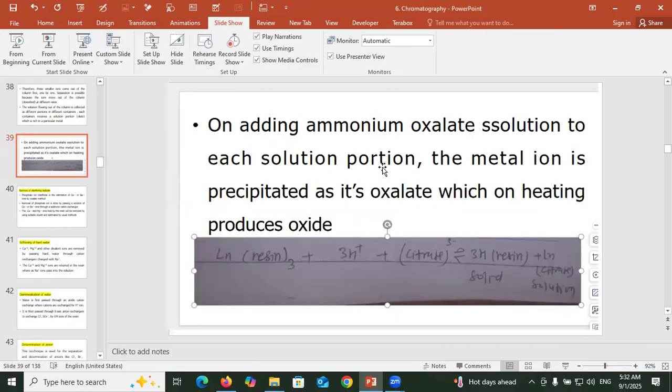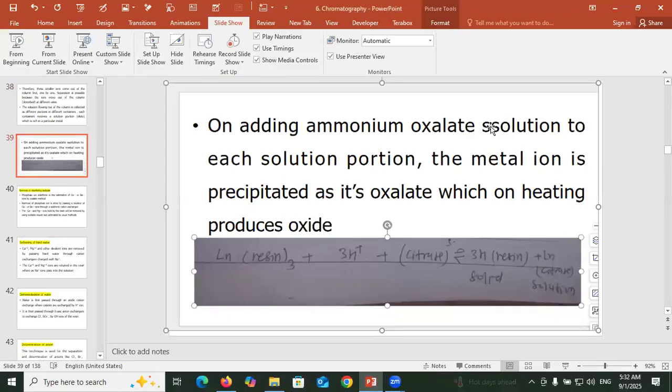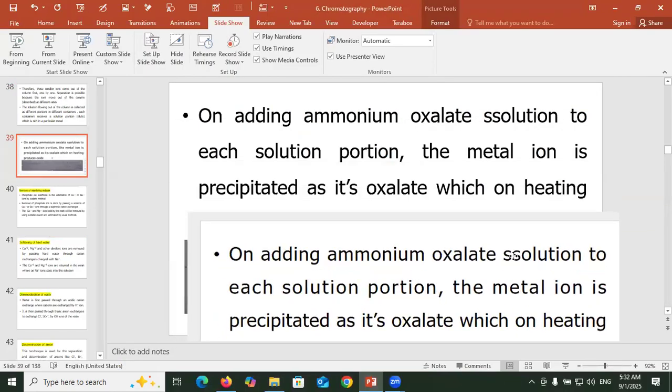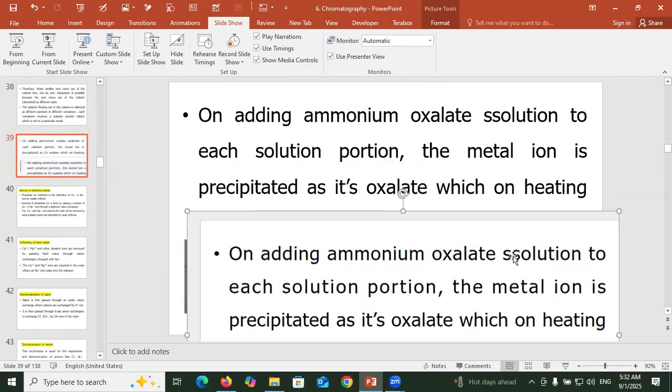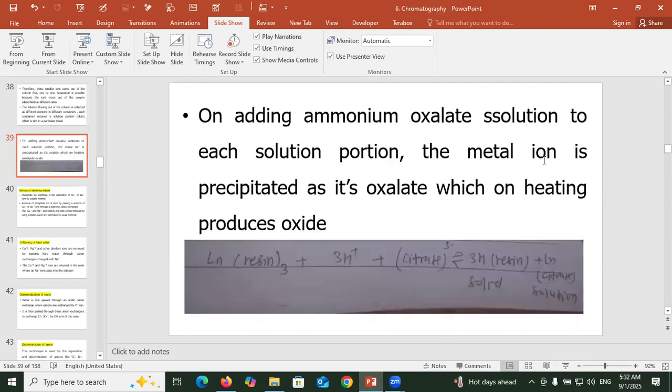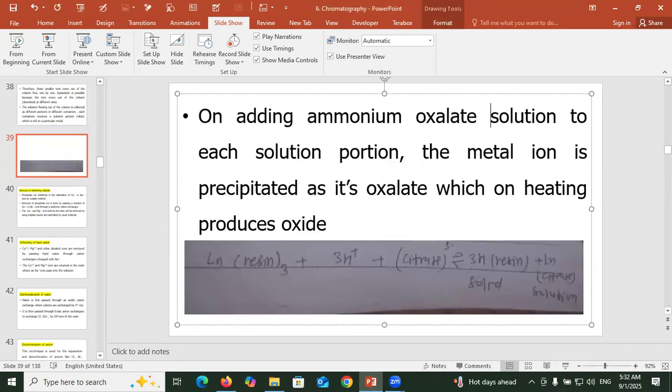On adding ammonium oxalate solution to each solution portion, the metal ion is precipitated as its oxalate, which on heating produces oxides.